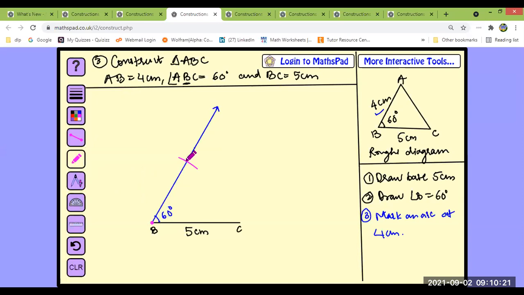This point which we have got is the point A. So we have got the point A. Joining this point to point C completes the construction. So the last step is join A to C. That completes the construction. Of course, we have to label it here that this is 4 centimeters.